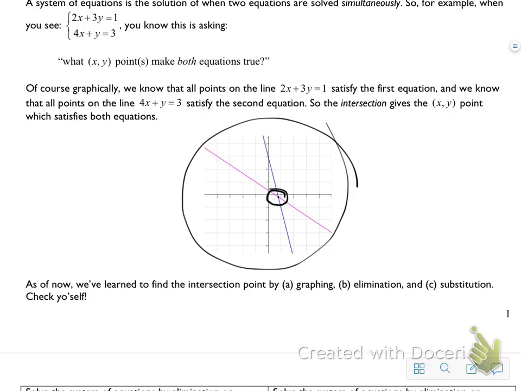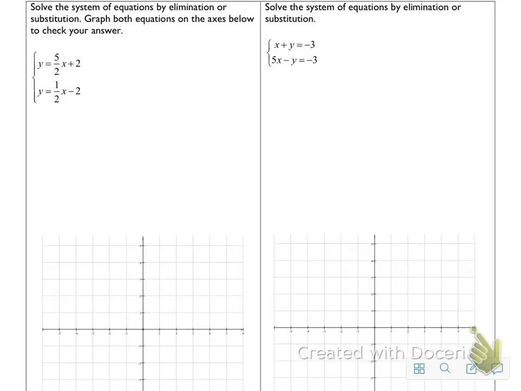They could intersect nowhere because they're parallel, or they can intersect everywhere because they happen to be the same line. So let's review how to find a solution to a system of equations. Now you have two methods to solve these. You can use elimination or substitution, and it depends on which one you are going to do. So let's just do the left one, okay, this left equation. You can do the right one by yourself if you want.